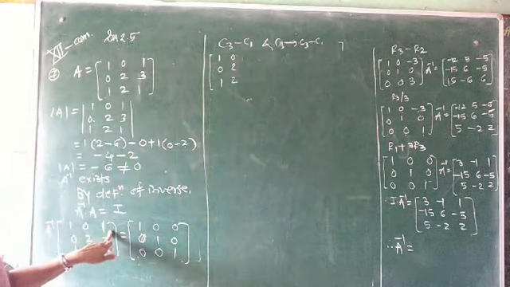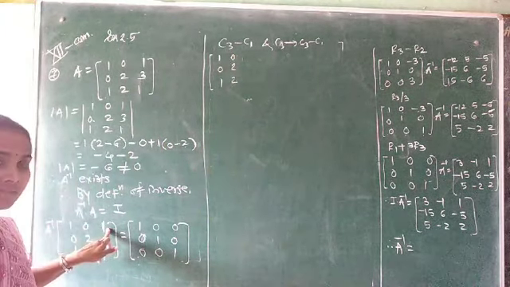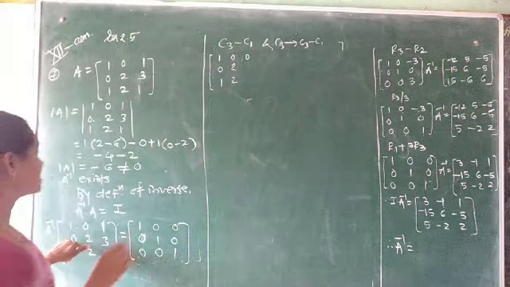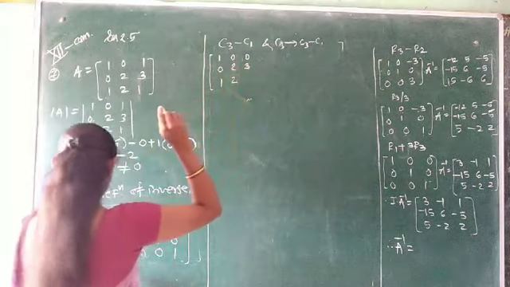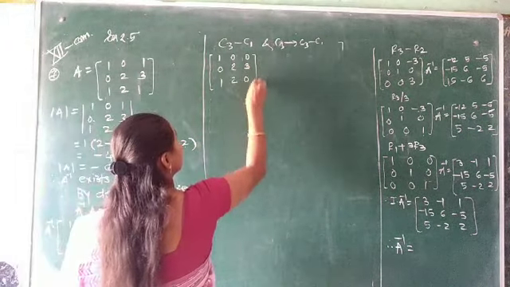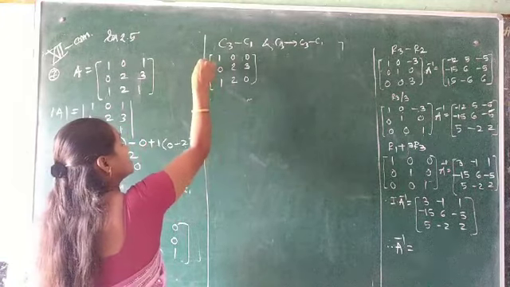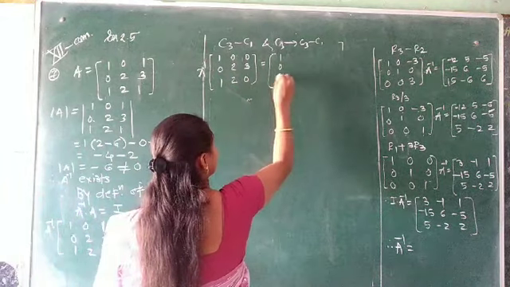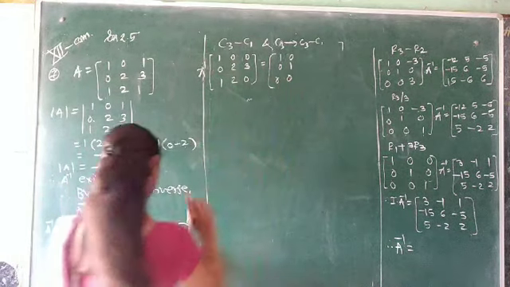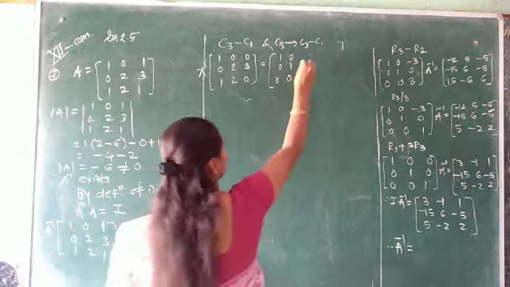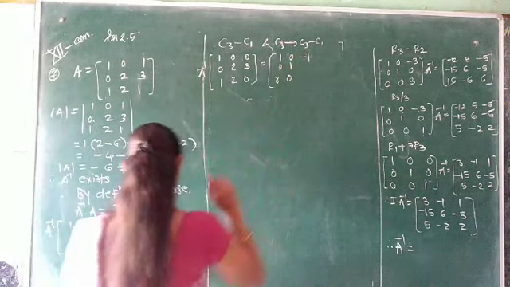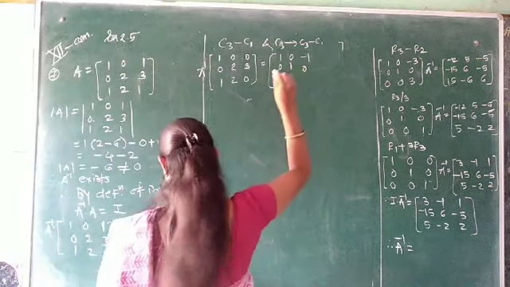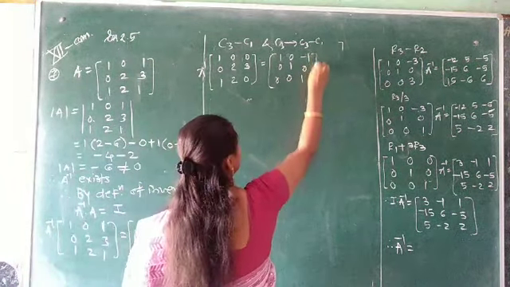Now see C3 minus C1, so first take the elements in C3. 1 minus 1, it is 0. Next 3 minus 0, 3, and 1 minus 1, it is 0. So first here A inverse is equal to, again write 1 0 0, 0 1 0. Now see 0 minus 1, 1 minus 1. C3 minus C1. Next 0 minus 0, 0, and 1 minus 0, it is 1.